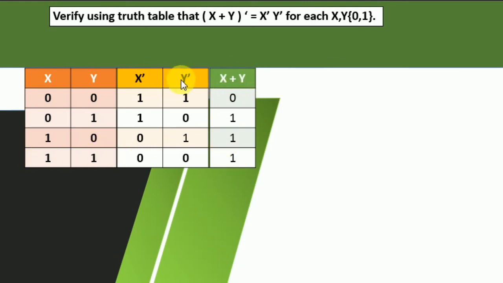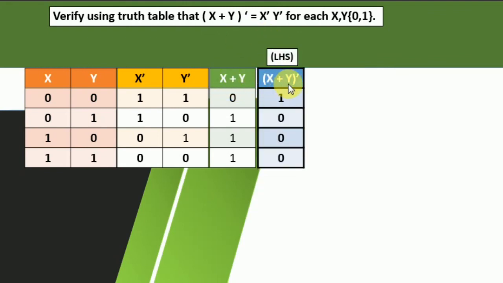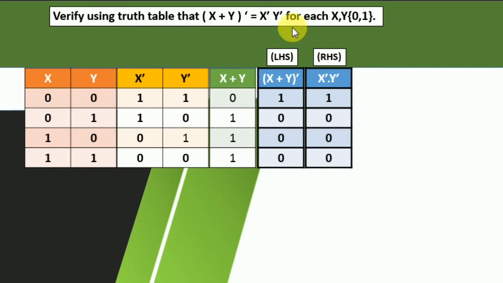What is the next? We need to change this to a whole complement, meaning the whole value of x plus y is going to be changed to its not. That means this can be changed. So we got the LHS, left hand side value, that is this 0 is going to be changed to 1 and all these 3 1s are going to be 0. Now what is the next part? We need RHS. What is that? X complement dot y complement.